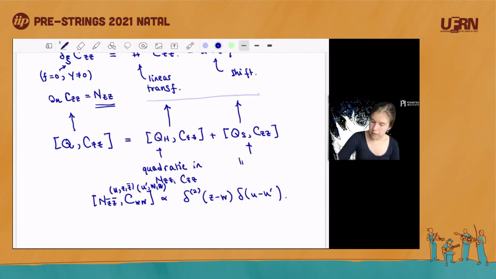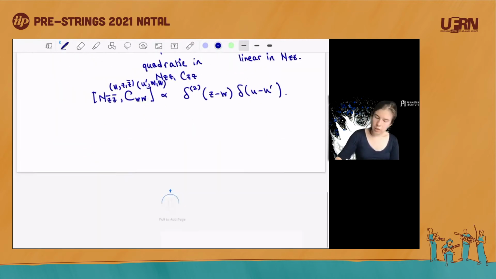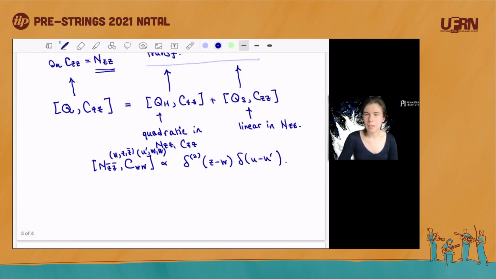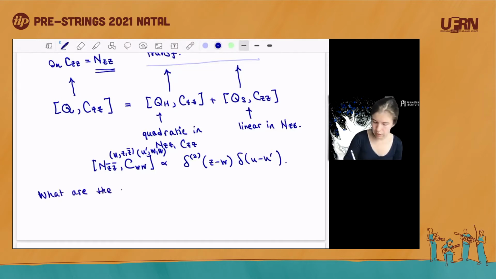Okay, so this is linear in NZZ. Okay, and once you understand this split, one can ask, what constraints does this charge or the symmetry impose on the S matrix? So what are the constraints?